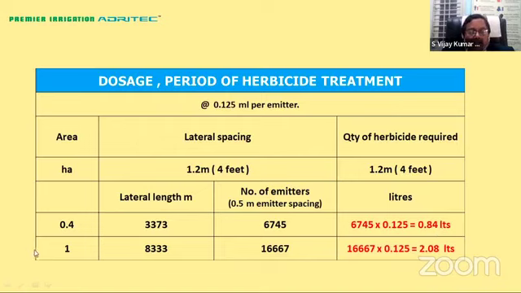Similarly, if it is going to be a 1 hectare plot, it is going to be roughly around 2 liters. So the calculation is very simple. Just need to keep in mind this number of 0.125 ml per emitter.